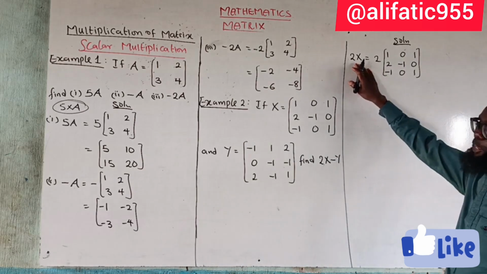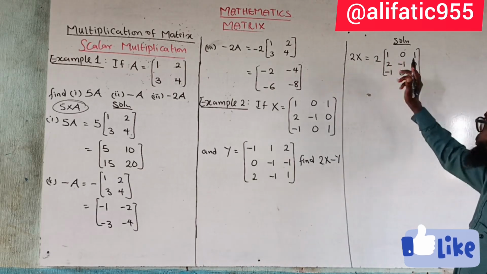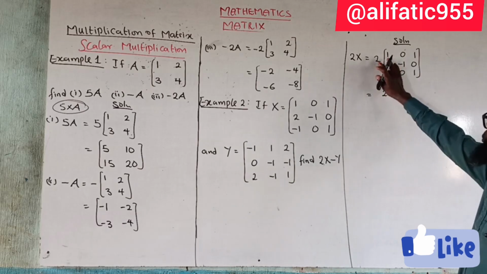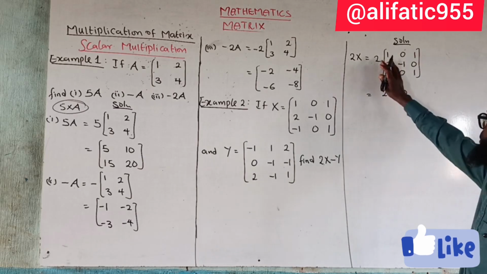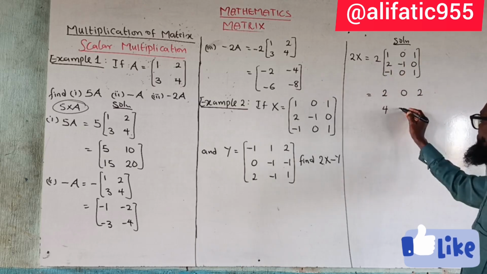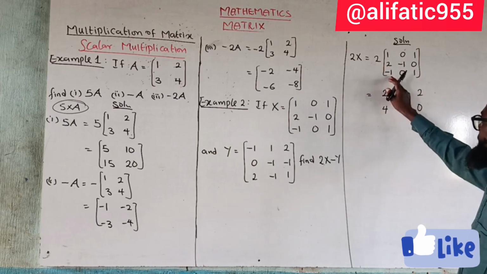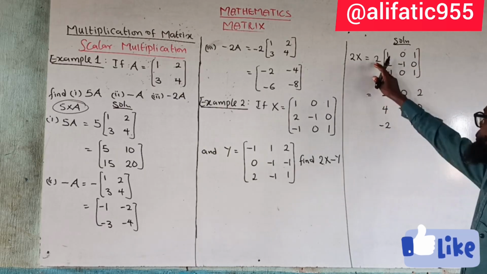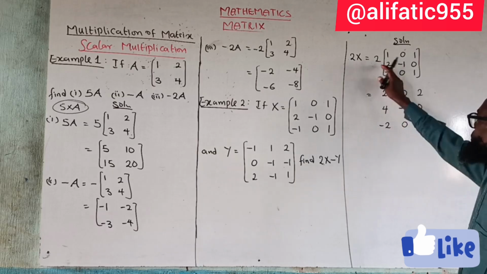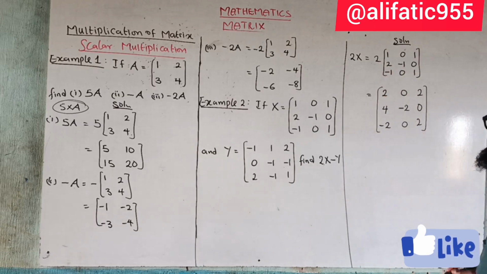Now let's look at this. This is 2X, so 2 multiplied by the matrix X. 2 times 1, I have 2. 2 times 0, I have 0. 2 times 1, I have 2. 2 times 2, 4. 2 times minus 1, minus 2. 2 times 0, 0. 2 times minus 1, minus 2. 2 times 0, 0. 2 times 1, 2. So this is the scalar multiplication of 2X.